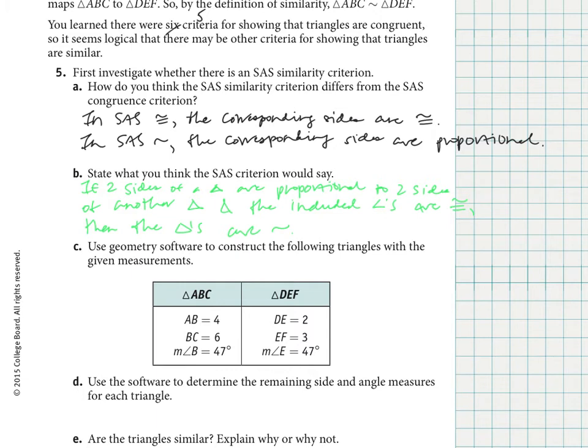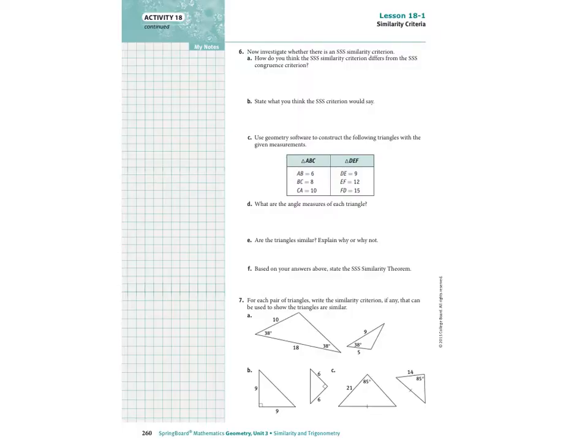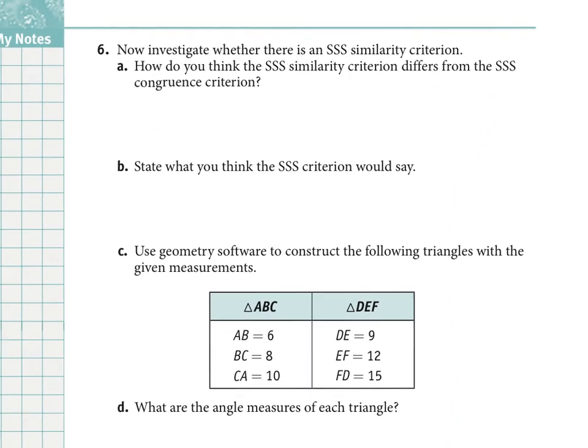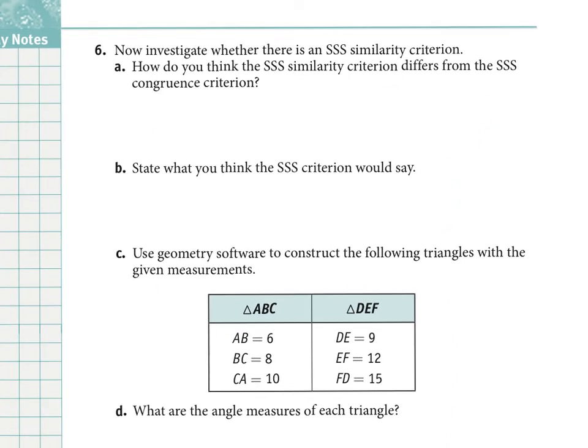All right, you know the drill. We're going to go ahead and skip to number 6, which is at the top of the next page, 260. So we are at the top of the next page. Perfect. Looking at number 6. All right. So we've already looked at 2 methods of similarity criterion. We looked at side, angle, side, and we looked at angle, angle. So let's look at number 6.